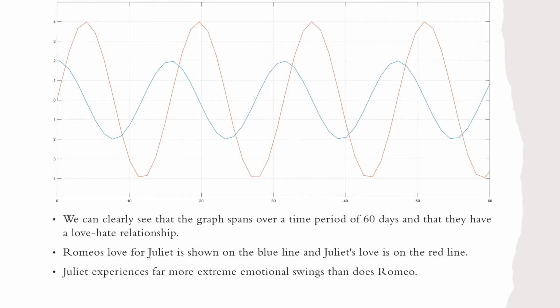So from the graphs, we can clearly see that over a time period of 60 days, they have a love-hate relationship. Romeo's love for Juliet is shown on the blue line and Juliet's love is on the red line. This is obvious to us because Romeo's love began at an initial condition of 2, and Juliet began at 0. Juliet experiences far more extreme emotional swings than Romeo, and this can be shown by the extreme values her curve goes to on the y-axis, going all the way up to 4 and then -4.